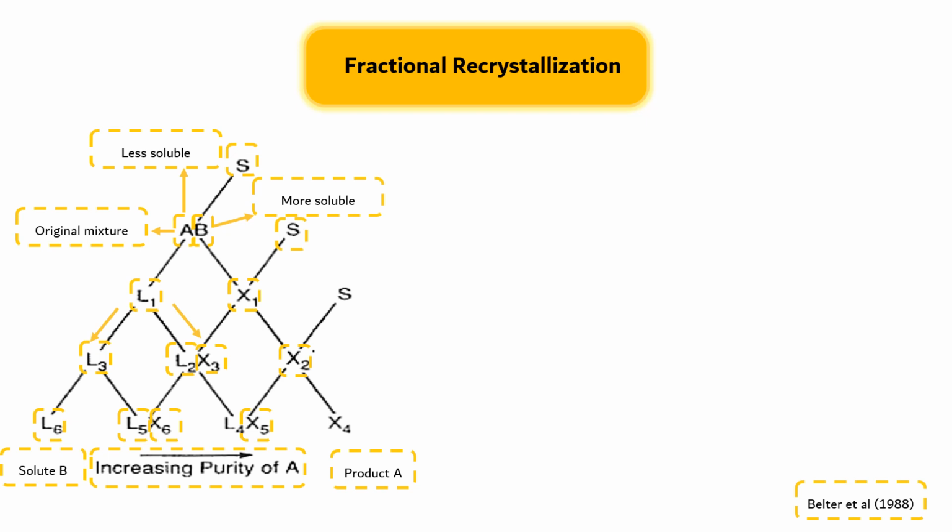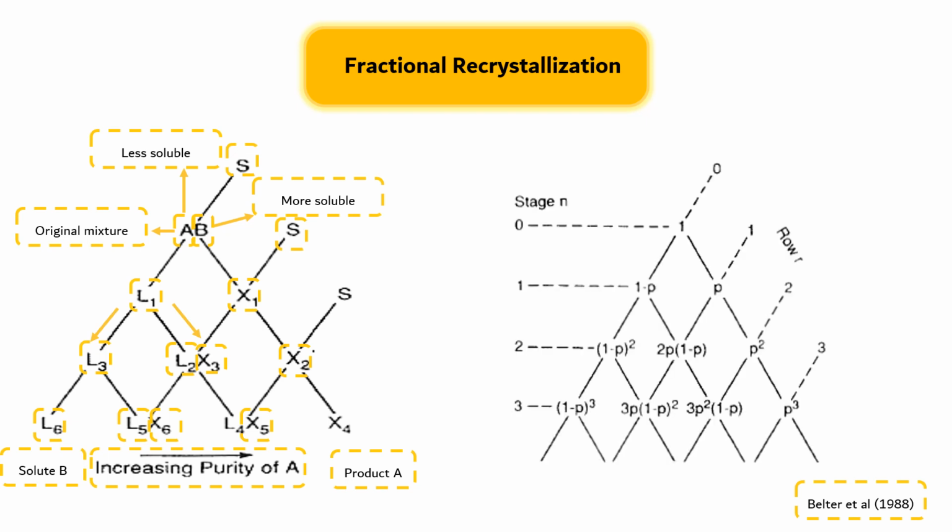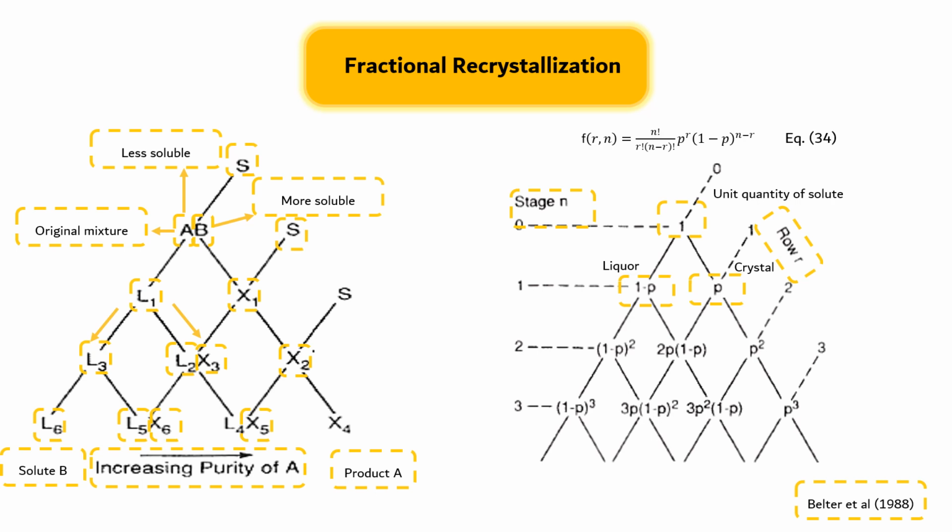The steps can be quantified using the notation shown in the right figure, where N is the stage and R is the row number. If the initial feed contains a unit quantity of solute and each crystallization operation divides that quantity into a fraction P as crystals and 1 minus P in the liquor, the fractions of the solute for any given step in the triangle can be determined using equation 34.